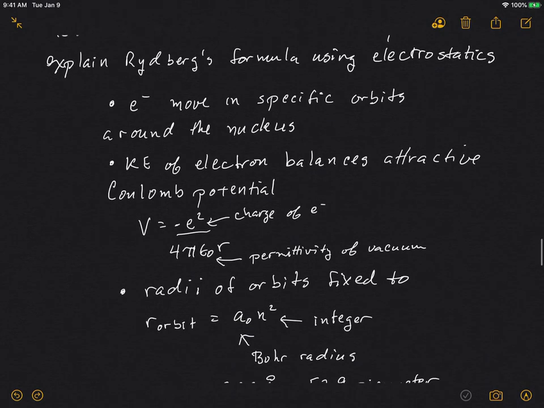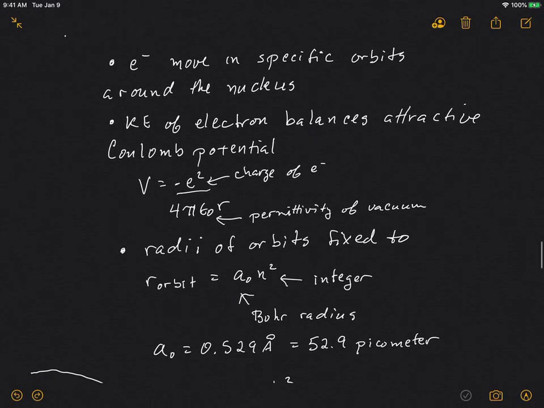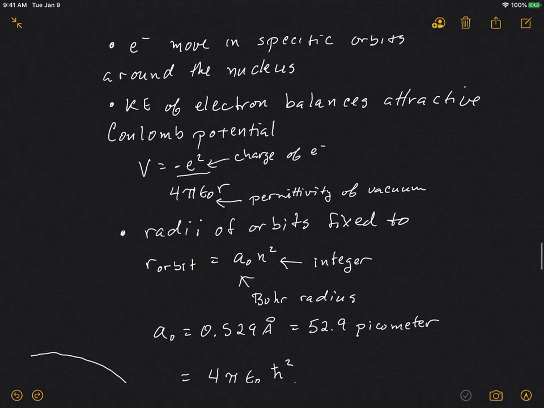So then if you further assume that the radii of the orbits are fixed, such that the radius of the orbit is equal to some constant times an integer squared, and that constant we'll call the Bohr radius, and it ends up being about 0.529 angstroms, or 52.9 picometers, or 0.0529 nanometers.